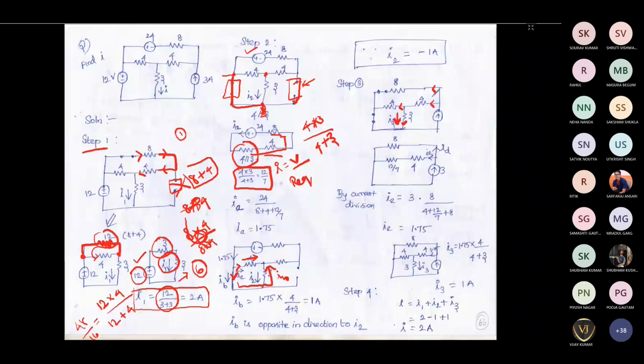So for finding this, what we can do: you have found this equivalent, these two resistors are in series, right? Now you can apply the current division formula in order to obtain the current through this path. How can you apply it? The total resistance available in this path is 4 plus 12 divided by 7, and this is the opposite resistance.